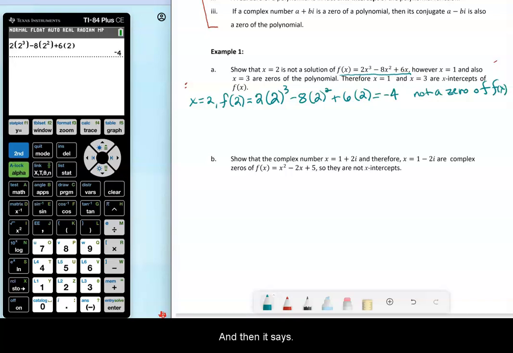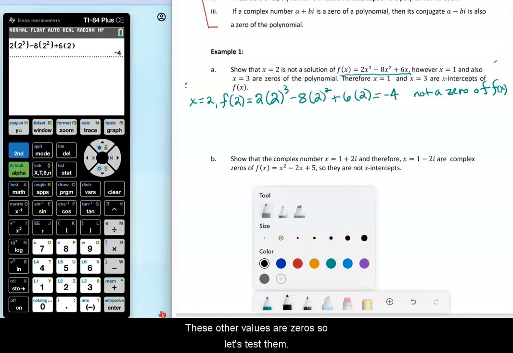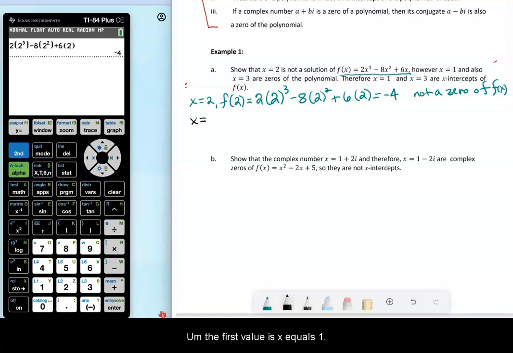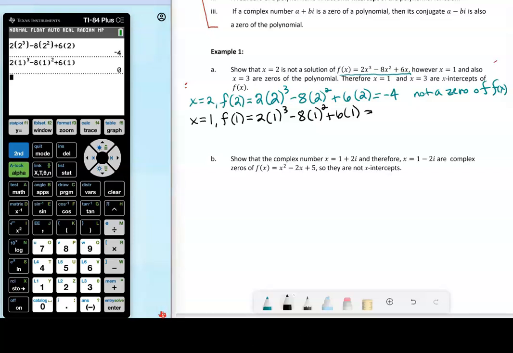Okay, and then it says, show that these other values are zeros. So let's test them. The first value is x equals 1, so f of 1 equals 2 times 1 cubed minus 8 times 1 squared plus 6 times 1, which if we put that into our calculator, we get a value of 0. So this does equal 0. So it's a 0 of the function.